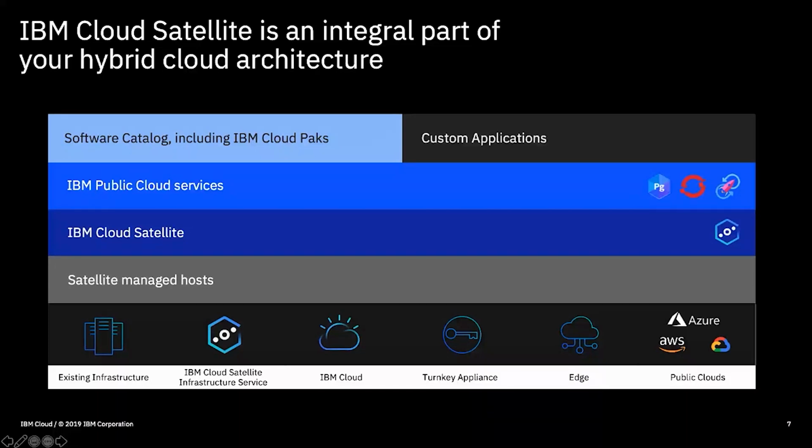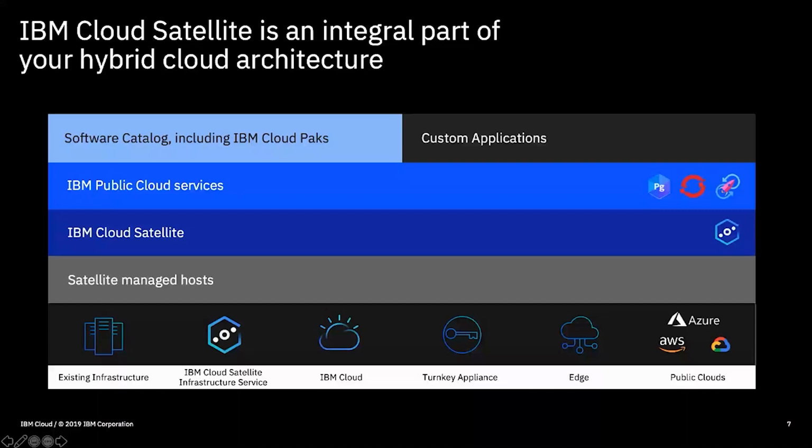The third option is, of course, our IBM Cloud. And it's always something that we can leverage. And we have data centers globally that we can deploy into. We also have turnkey appliances that our clients can leverage. And then we can deploy to the edge. And finally, we can deploy to other public clouds. So these are all of the different deployment options available for satellite, and we can deploy a satellite location and manage those hosts.